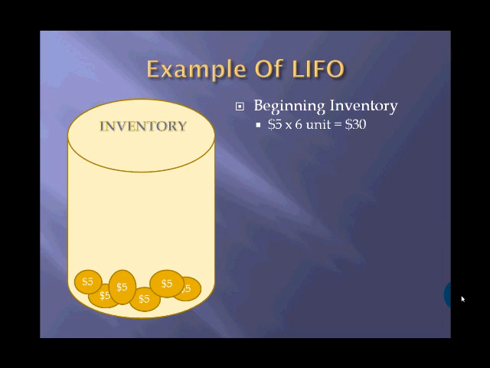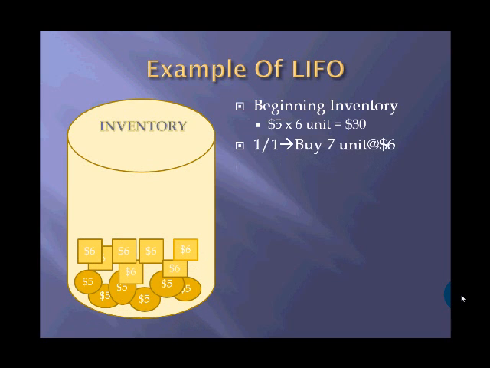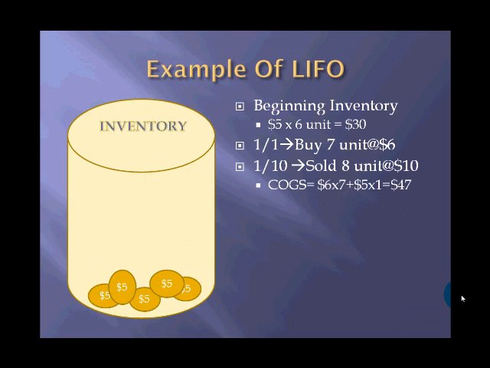Same scenario, but this time we use LIFO instead of FIFO. ABC Company has beginning inventory of $30, 6 units at $5 each. On January 1st, ABC Company purchased 7 units at $6 each. On the 10th, ABC Company sold 8 units at $10 each. The cost of the goods sold is $47, and we can see net income is $33 and the remaining inventory is $25.